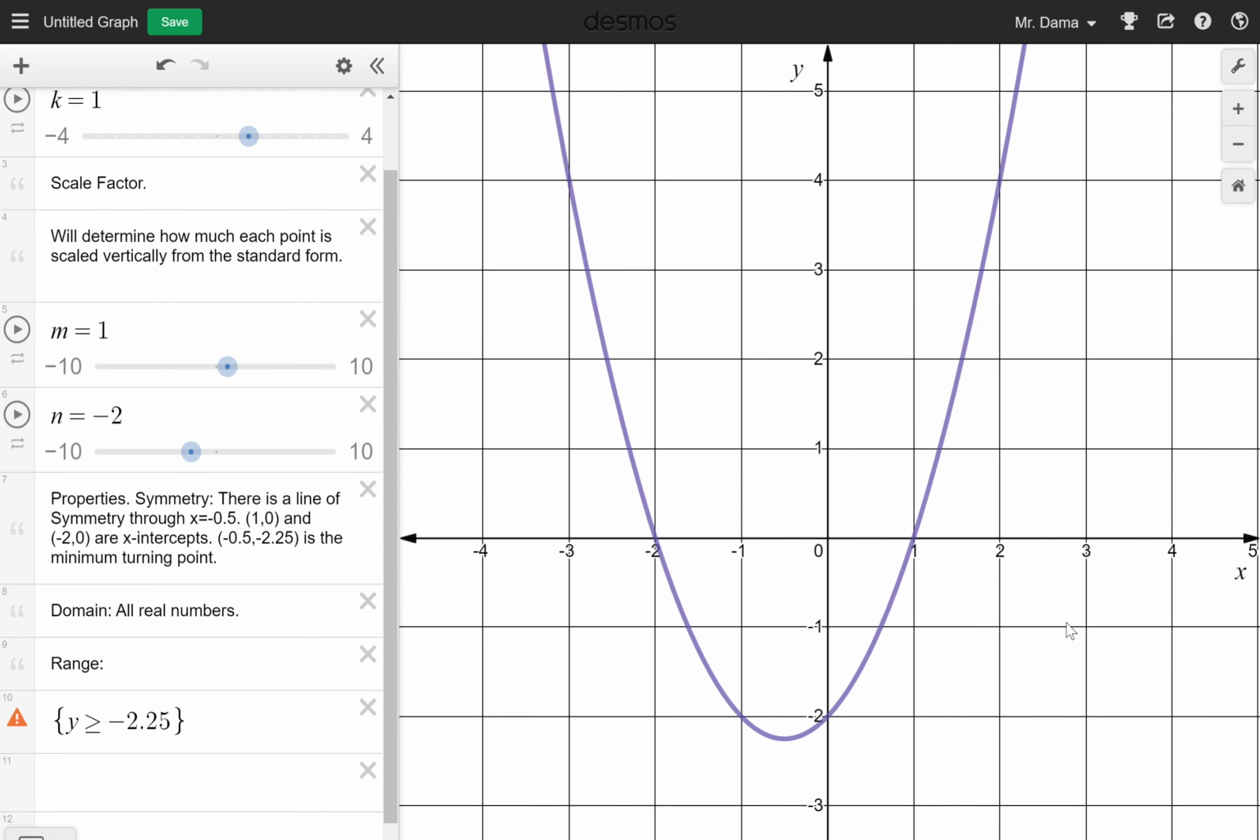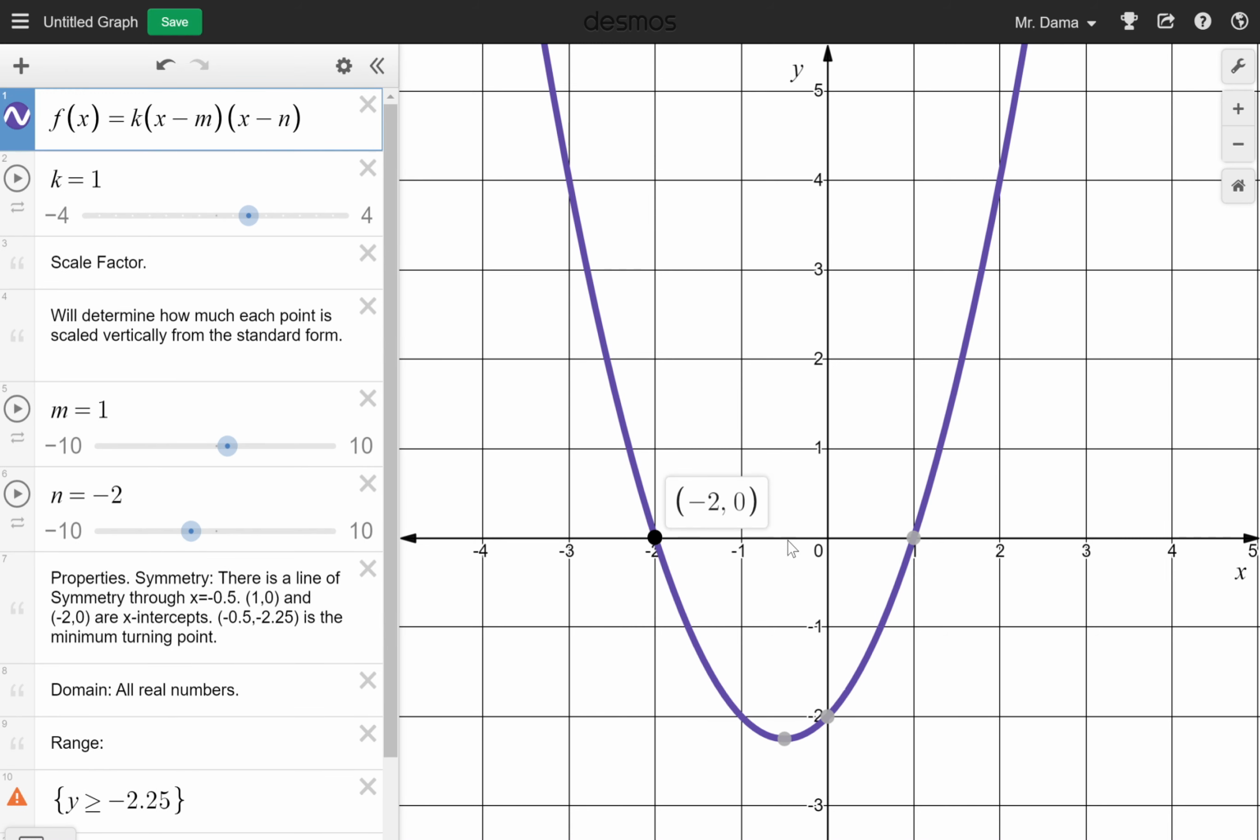Okay, that's the domain, that's the range, that's the symmetry, and that's the x-intercepts, and that's the turning point. That's how parabolas work. And depending on where I put my x-intercepts, I can change the rest of the parabola. But a really interesting thing is, based on the x-intercepts, I can work out the turning point quite nicely.